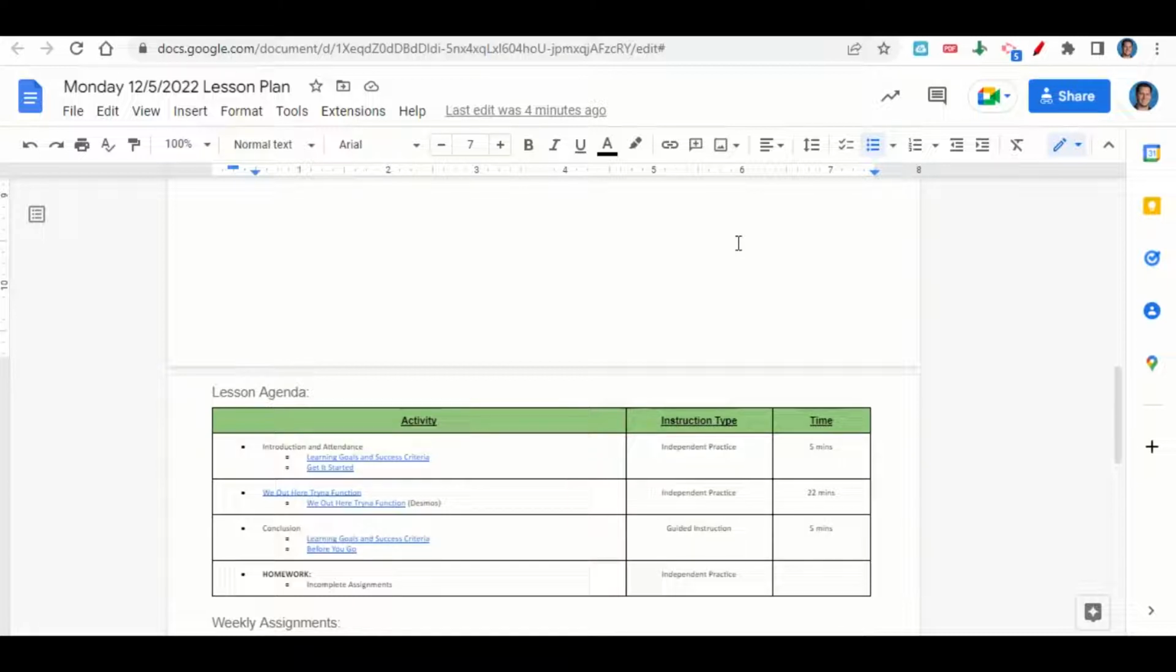While we do that, you'll fill out your Get It Started. After that, I'll give you time to complete the "We Out Here Trying" function assignment on Desmos. At the end of class, we'll go back over our learning goals and success criteria while you fill out your Before You Go. Your only homework for tonight is to work on any incomplete assignments that you may have.